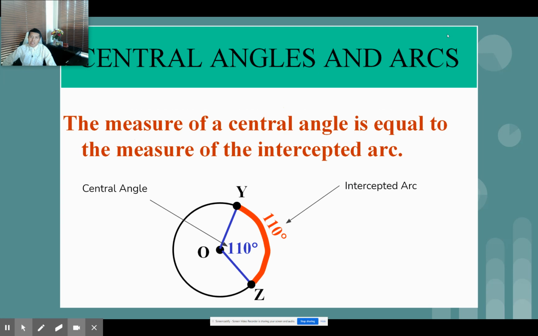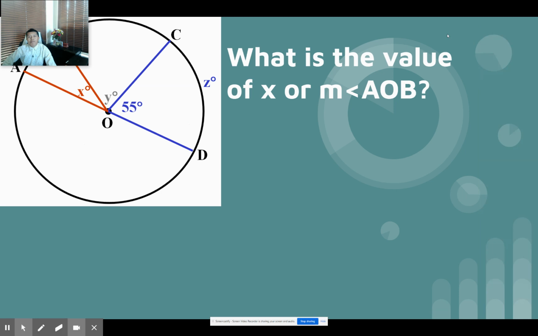Let's have another example here with numbers. So angle YOZ is a central angle measuring 110 degrees. So the one in blue, that's 110 degrees. That's a central angle. The intercepted arc is on the edge of the circle that is coming from the central angle. And that should be equal to each other. That should be measuring 110 degrees.